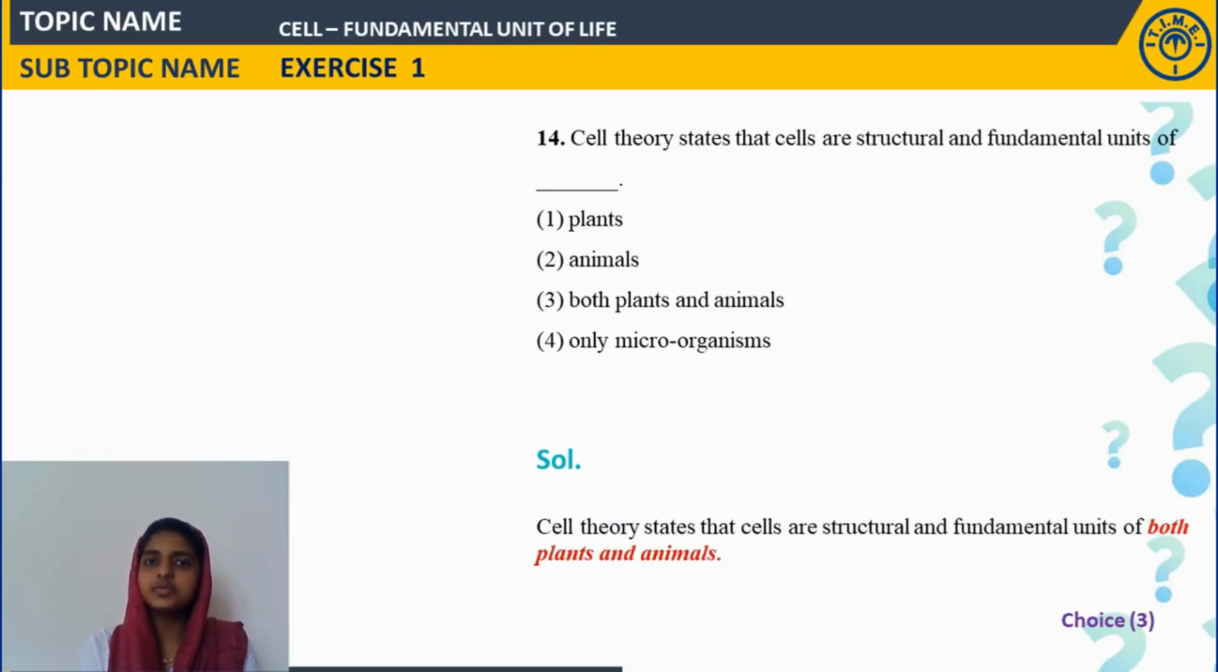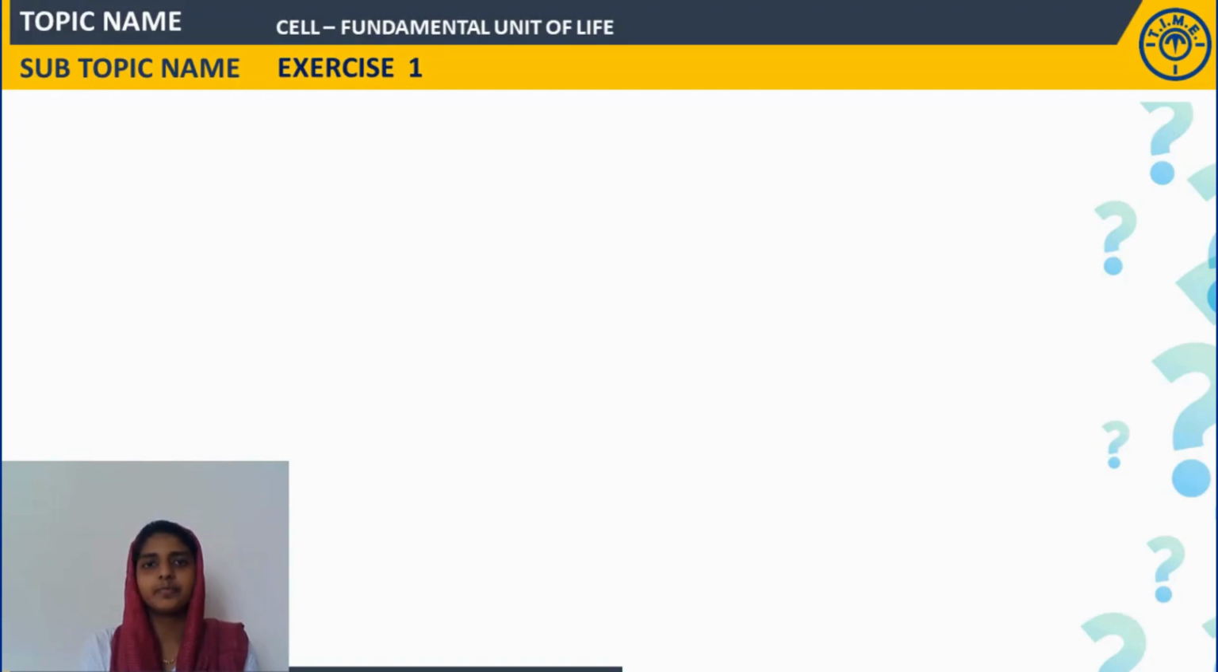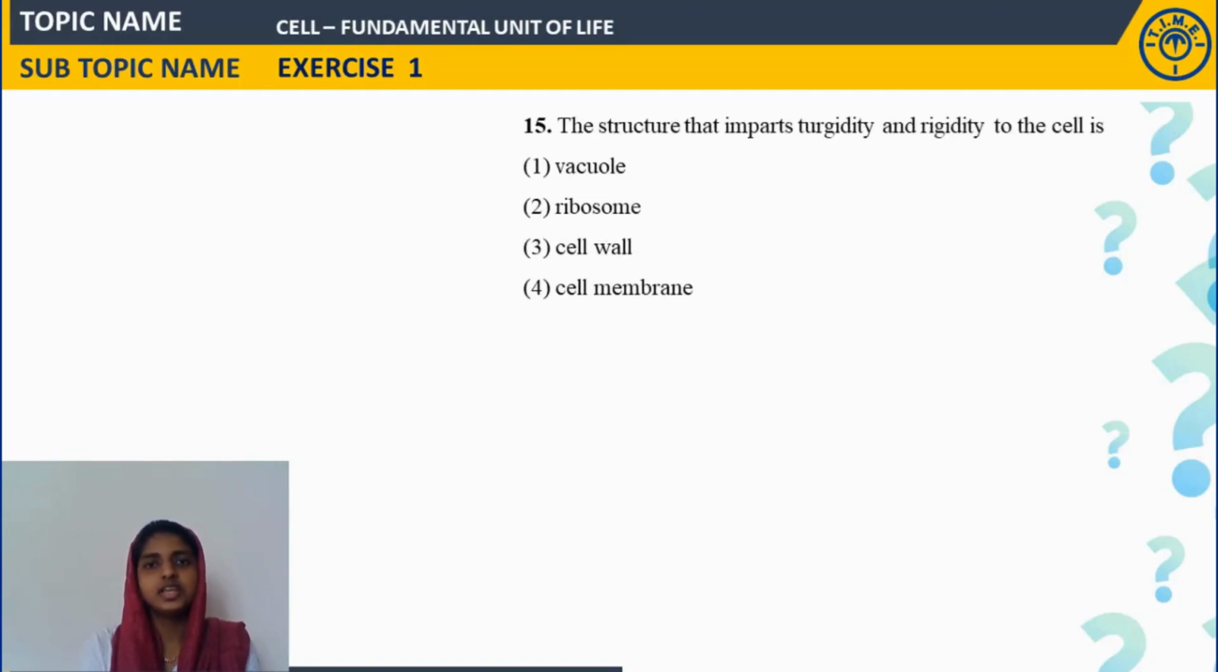Okay. So the answer is both plants and animals. Now, the next question. The structure that imparts turgidity and rigidity to the cell. Options: vacuole, ribosome, cell wall, cell membrane.